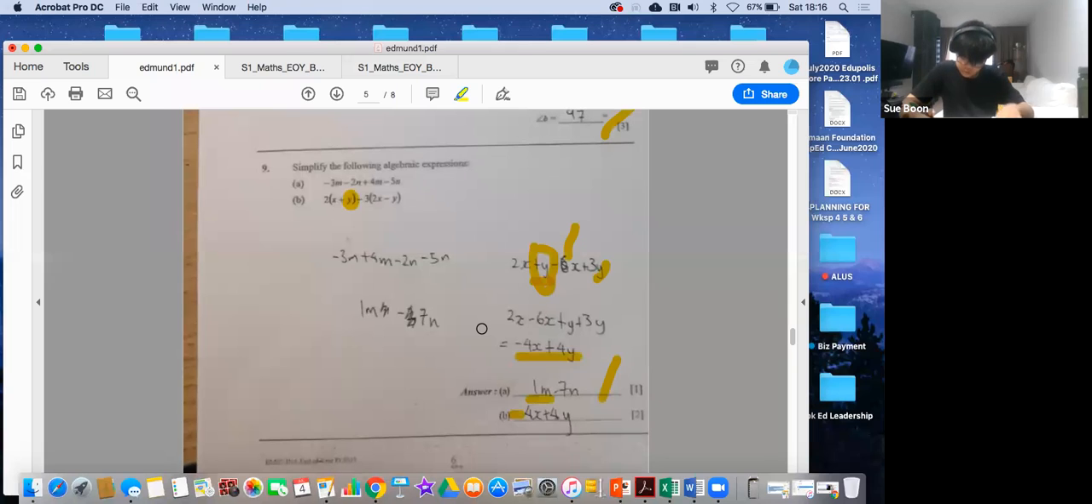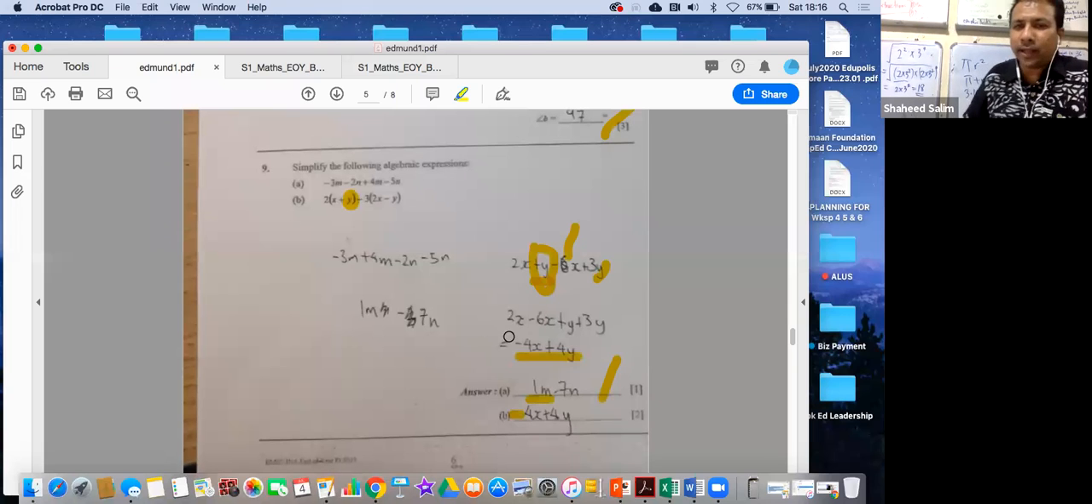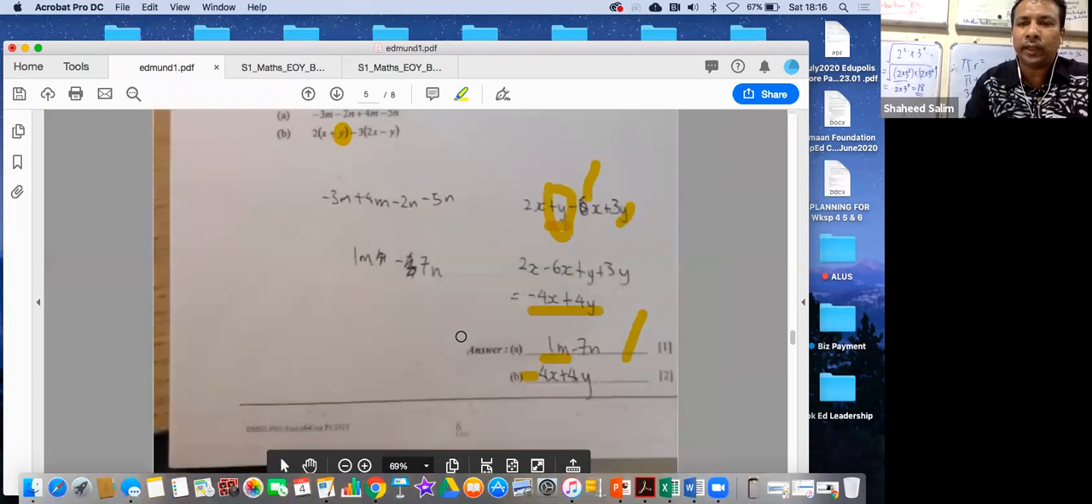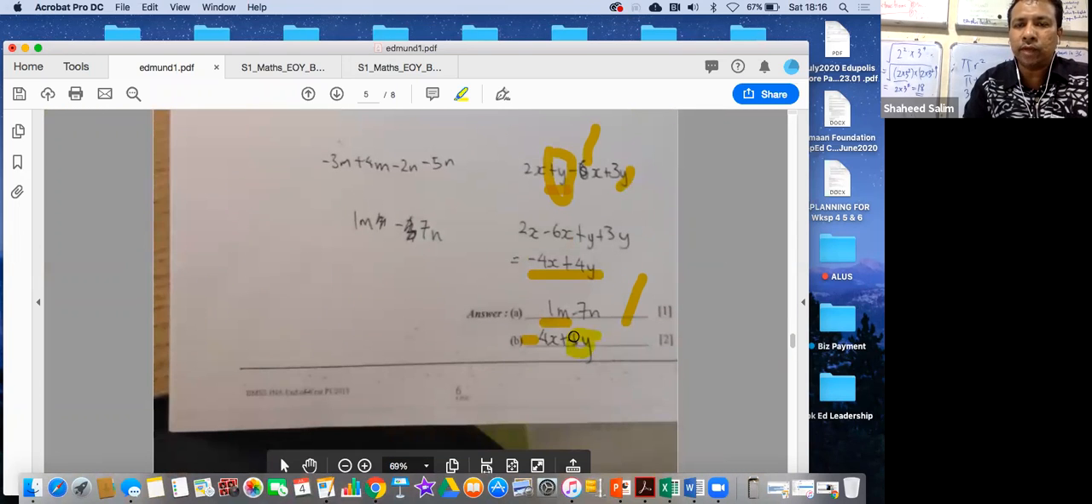4x plus 5y. Minus 4x, remember, there's a minus down here. So minus 4x plus 5y. Okay. So this one we change to 5y. Okay. Well done, not bad, not bad.